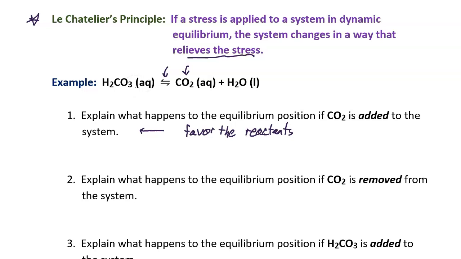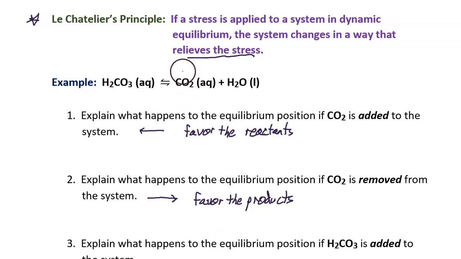Number 2, explain what happens to the equilibrium position if carbon dioxide is removed from the system. The equilibrium position will shift to the right. The reaction will favor the products. Another way to think of that is the forward reaction will increase its rate.